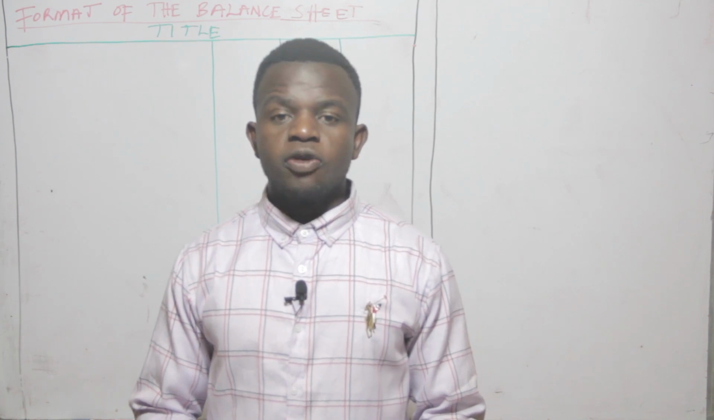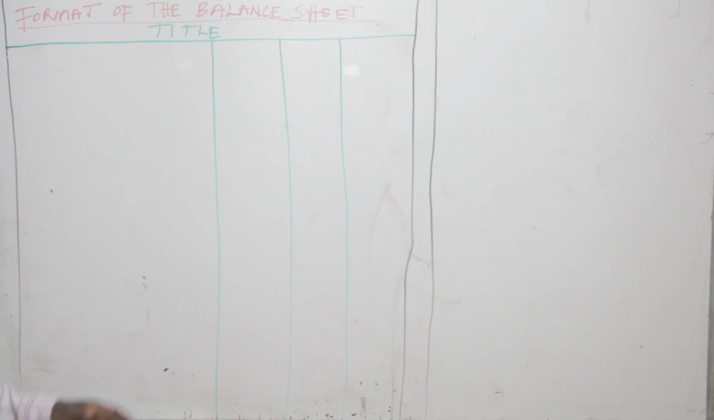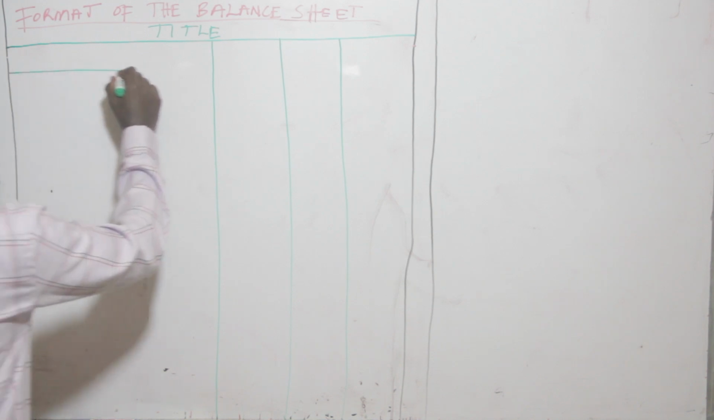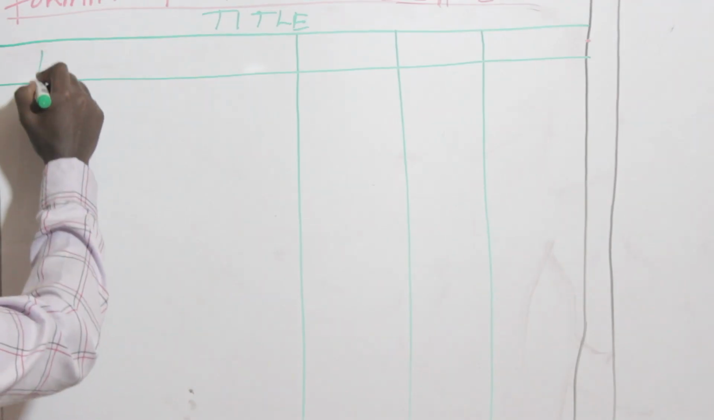So let us continue looking at the balance sheet. Let us now look at the formatting of the balance sheet. So I've already drawn this formatting. So we have the title there. So the first thing that we're going to do, we're going to say fixed assets.